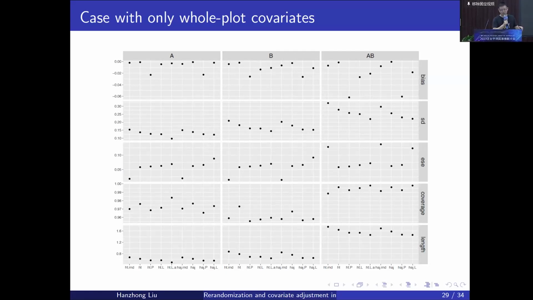And the last row shows the mean confidence interval length, which again shows that re-randomization and regression adjustment can improve the inference efficiency.